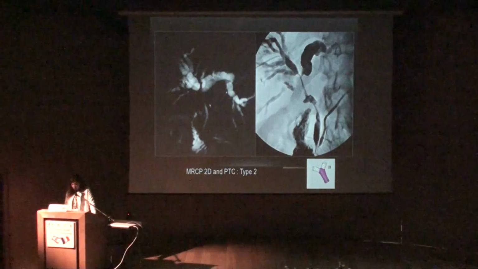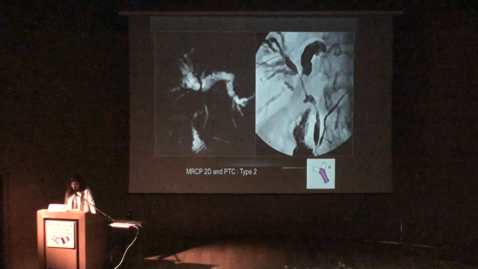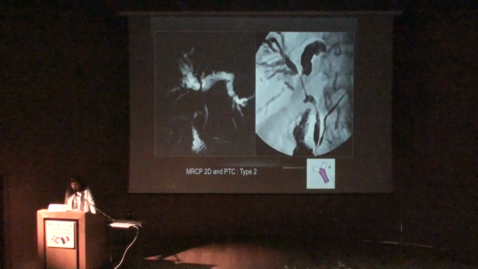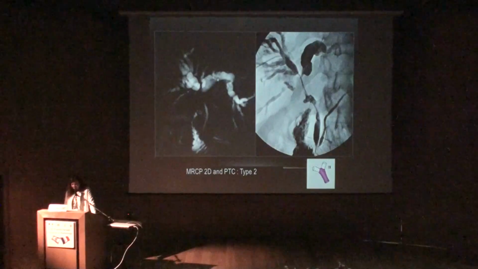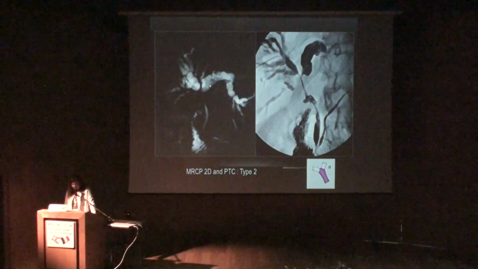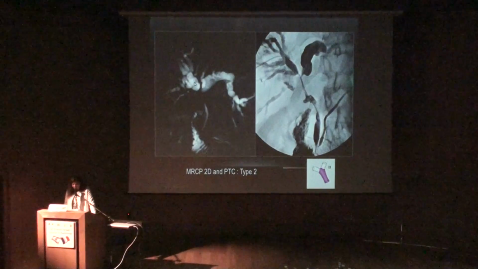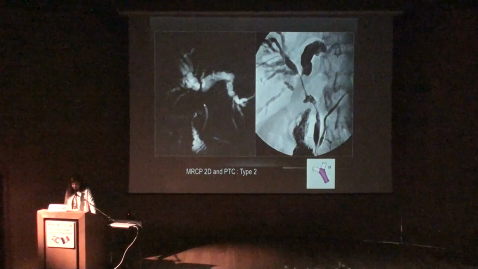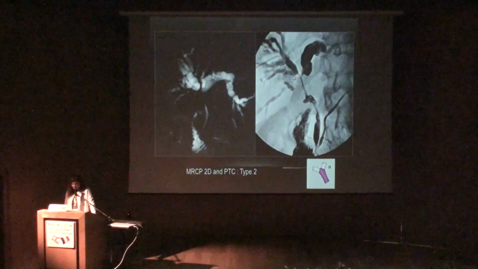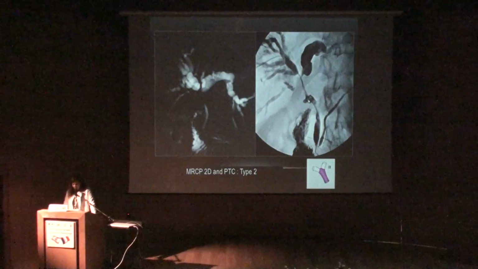The type 2, you have here an MRCP type 2 and the correlation with PTC type 2, and here the cartoon. You can see that there is bile duct dilatation, no dissociation between left hepatic bile duct and right hepatic bile duct. You don't have signal here at the upper part of the common bile duct, and you can see very nicely the structure here because of the tumor.